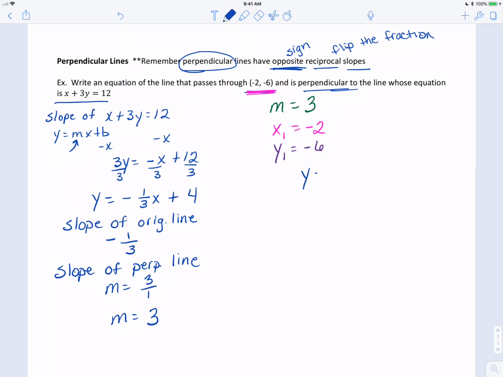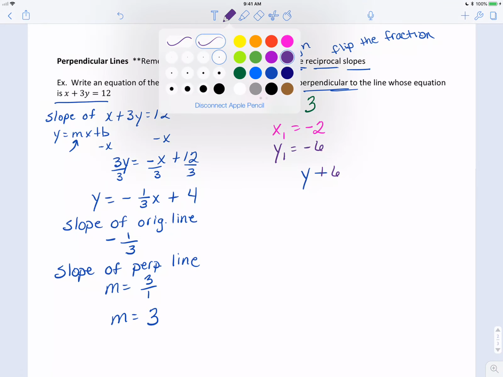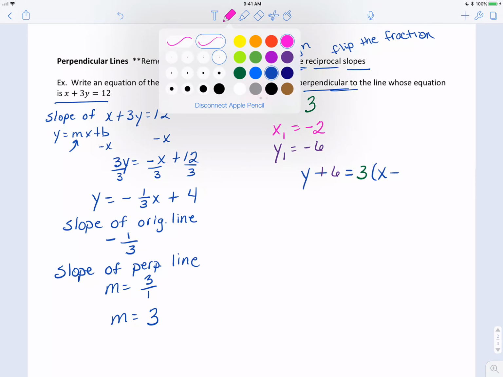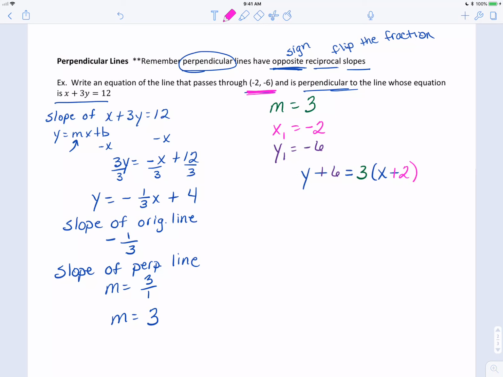And so we're going to go fill in our point slope formula. So y minus our y1, which is -6. Remember, negative times that negative makes it positive there. Is equal to m, which is 3, times x minus our x1, which is negative 2, so plus 2. Change that to a positive. Okay, so now we're just ready to go distribute our 3 to both terms inside those parentheses. So y plus 6 is equal to 3x plus 6.